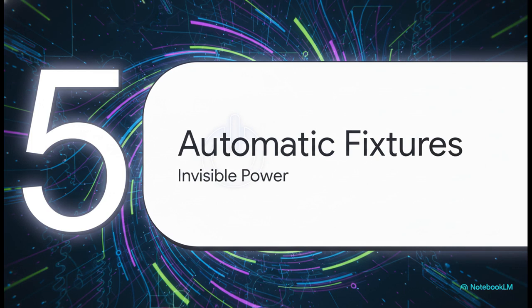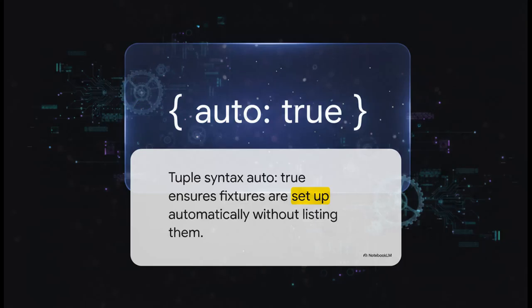And finally, section 5, the magic of automatic fixtures. This is that invisible power I hinted at earlier. So up to this point, we've basically said fixtures only run if you specifically ask for them in the test argument, right? Well, automatic fixtures kind of break that rule. By using the tuple syntax auto true, you create a fixture that is automatically set up for every single test or worker. And it does this even if the test file never explicitly mentions it anywhere. They just run silently right there in the background.